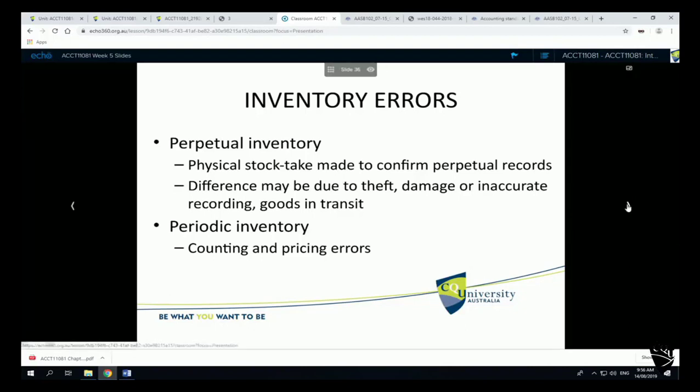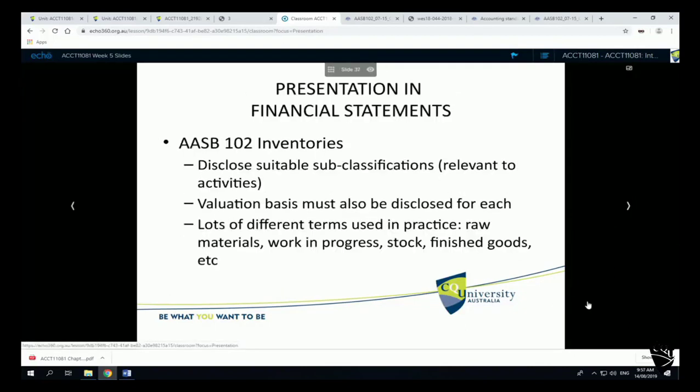Okay, let's move on from inventory errors to presentation in the financial statements. The accounting standard AASB 102 dictates how firms need to present their inventories in their financials, which includes disclosing suitable sub-classifications relevant to a firm's inventories and the valuation basis for each. Most firms will actually put sub-classifications in the notes nowadays. They'll have a lump sum for inventory, and then put sub-classifications in the notes, and Wesfarmers does that.